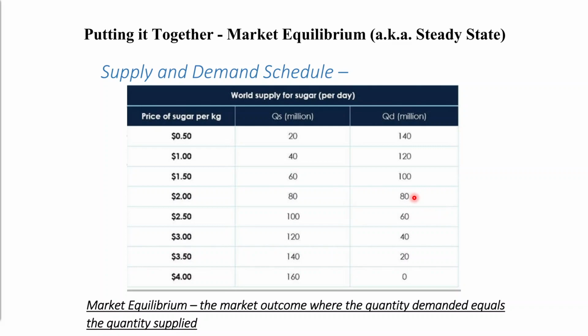At any other price, there's a misalignment, and suppliers will not produce something that they cannot sell, because there's a cost to production. Vice versa, consumers will not buy something if the price exceeds the benefit that they get from it. So it must be here where this is the market equilibrium. And that's also where the market clears.